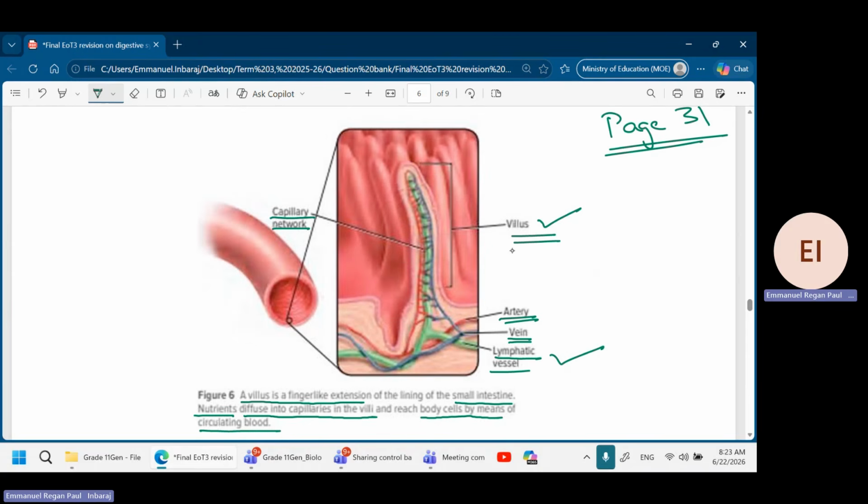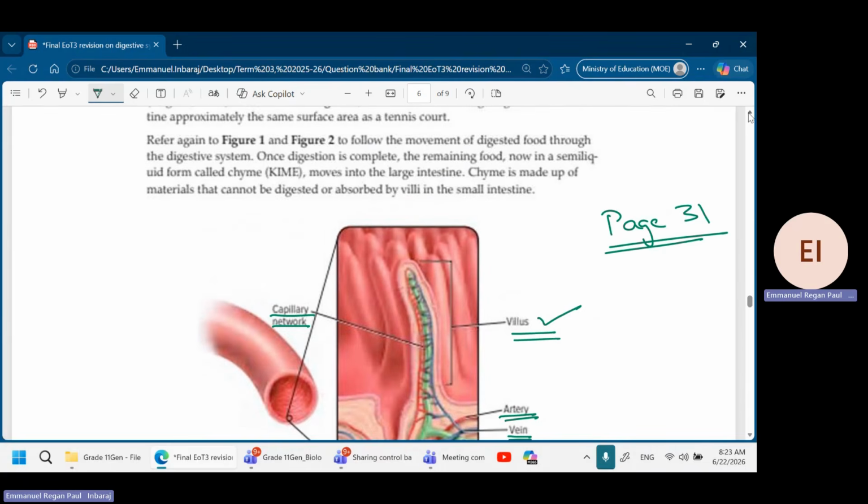Nutrients, where do they go? They diffuse into the capillaries, this area. They diffuse into the capillary and they move in the blood, in the circulating blood. Okay. So important, read this all because questions will be from there.